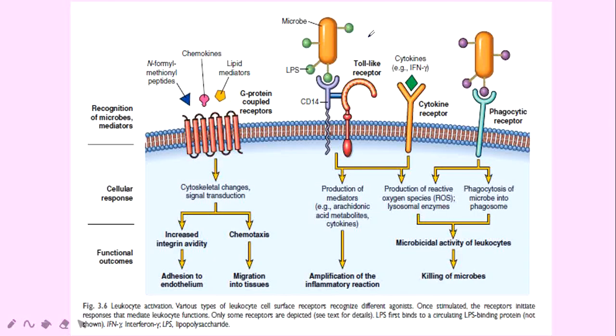This figure is important to understand. Leukocyte activation occurs when the receptors bind to certain antigens. These receptors include G protein coupled receptors, toll-like receptors, cytokine receptors and phagocytic receptors, which are also known as scavenger receptors. Once stimulated, these receptors initiate the responses that mediate leukocyte function.